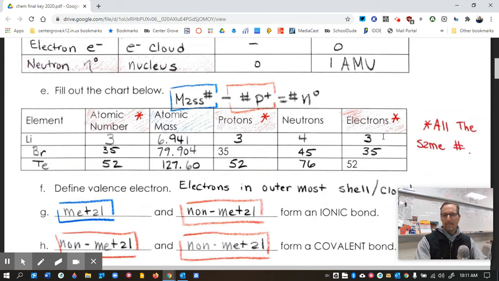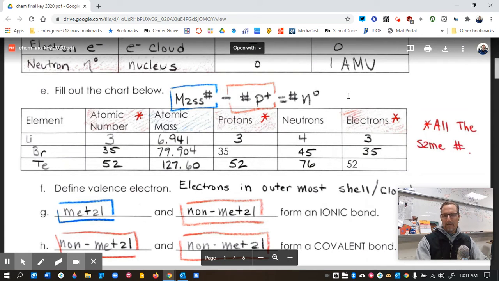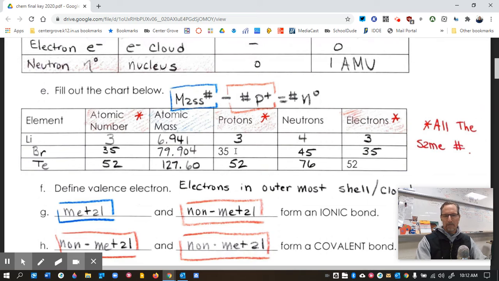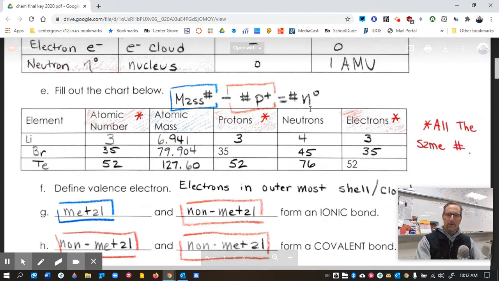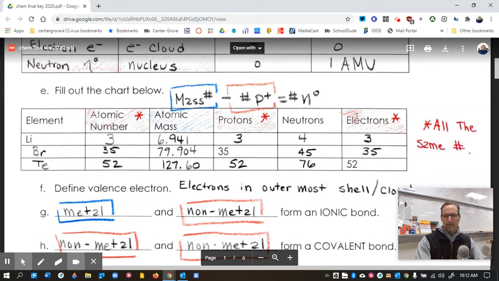And then, as I mentioned, we're dealing with neutral atoms. So the number of electrons is going to be the same as the number of protons. So all three of those values are going to be the same number, because the atomic number is the number of protons, and in a neutral atom, the number of protons is the same as the number of electrons. So all three of those are going to be the same.